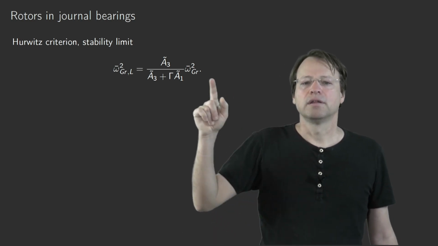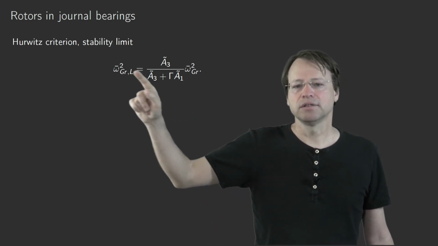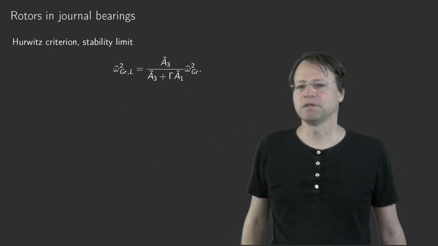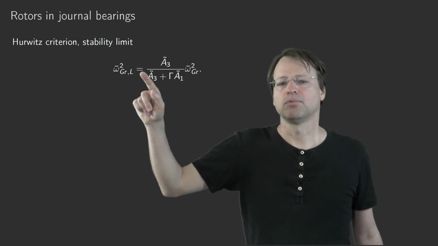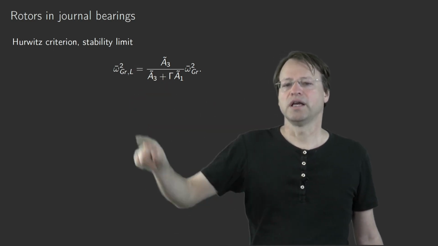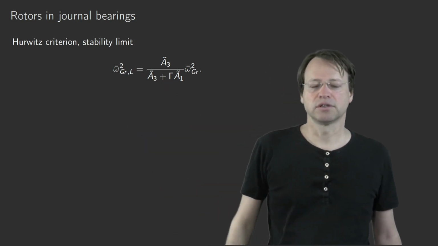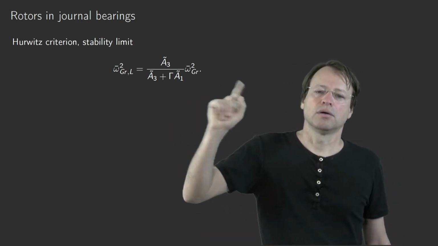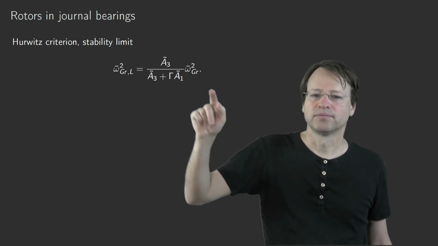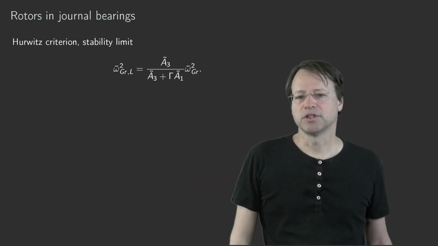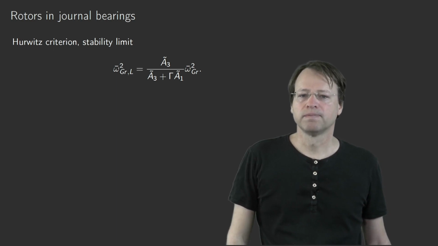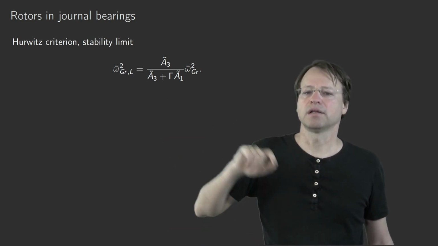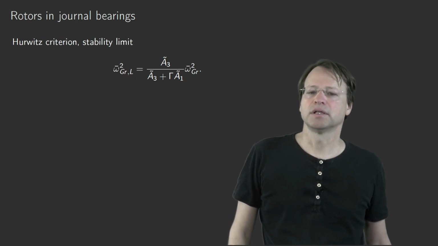You get the dependence of the limit rotational speed, in dimensionless form, of the Jeffcott rotor, L for Laval rotor, which the Jeffcott rotor is called in German. It is, I would say, proportional to the limit speed for the rigid rotor, and there is a factor, and that factor is A3 tilde divided by A3 tilde plus gamma A1 tilde.